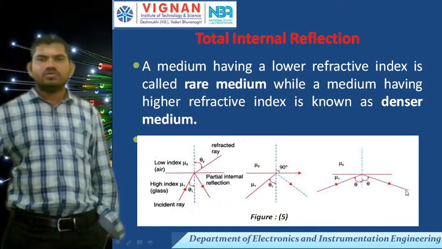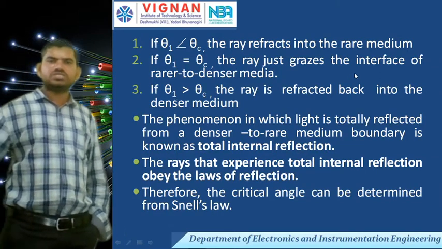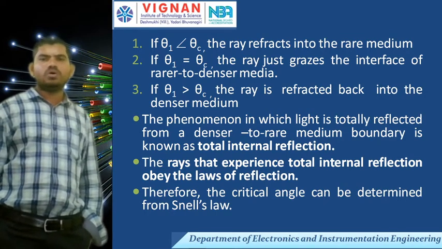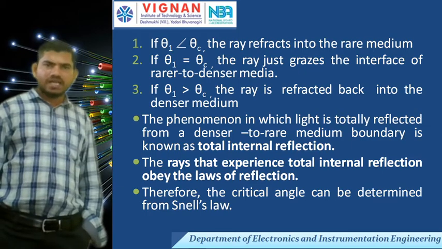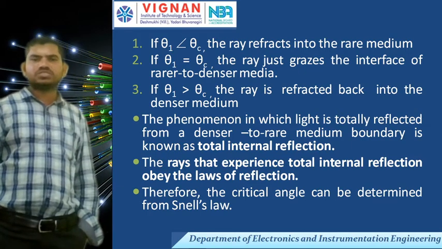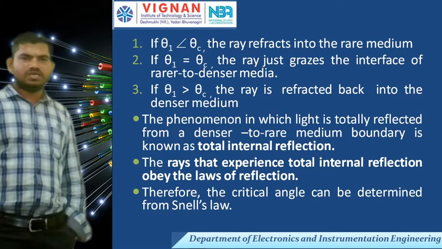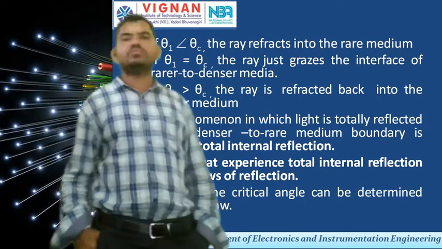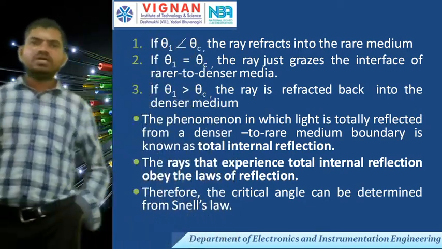Now this condition, the phenomenon in which the light is totally reflected from the denser to rarer medium boundary, is known as total internal reflection. The rays that experience total internal reflection obey the laws of reflection. Therefore, the critical angle can be determined from Snell's law.